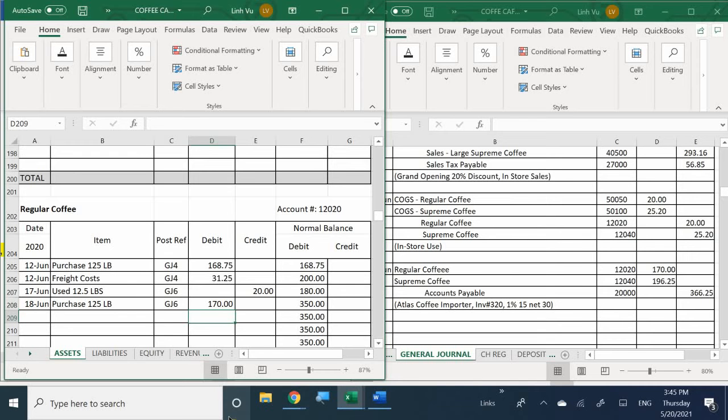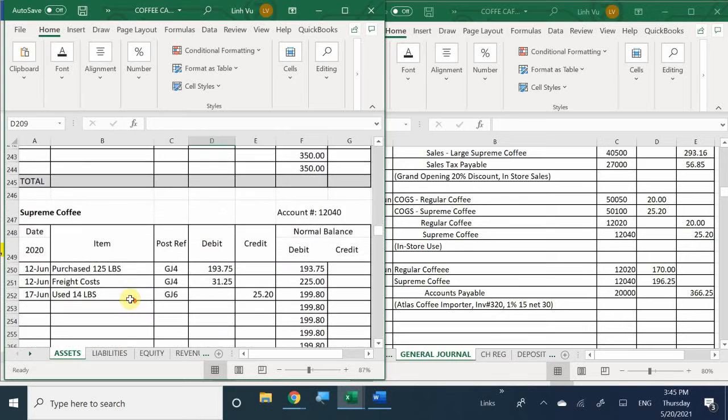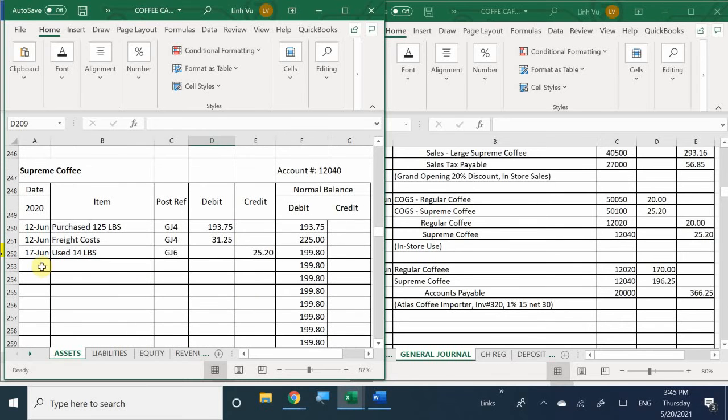Let's try again. That should bring our total there to 350. Good. And we'll go down to Supreme Coffee. And we purchased 125 pounds at 157.